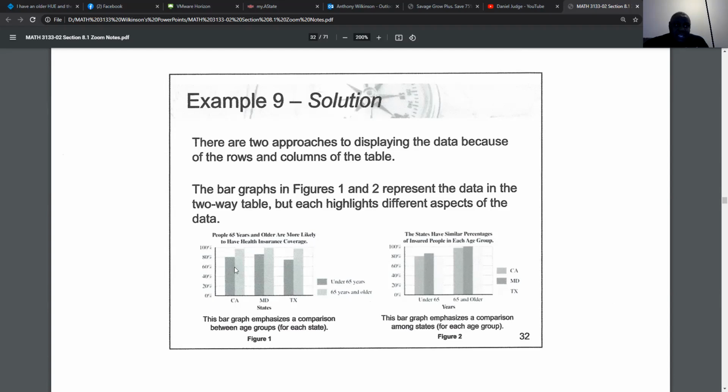Another way we can represent that bar graph would be for each age group, under 65 and 65 and older, and for each of the 3 states. And forgive me if this bar graph is not clear because I printed it in black and white. But there is a bar for Texas.